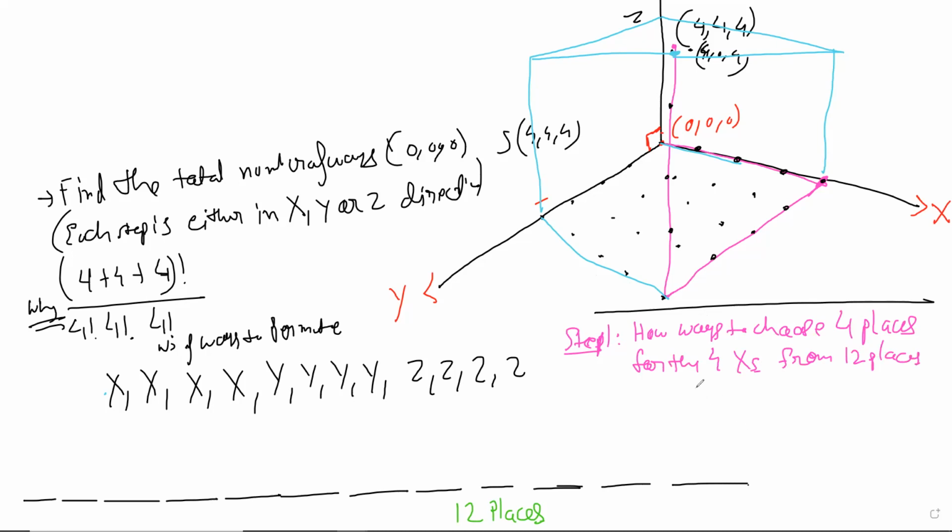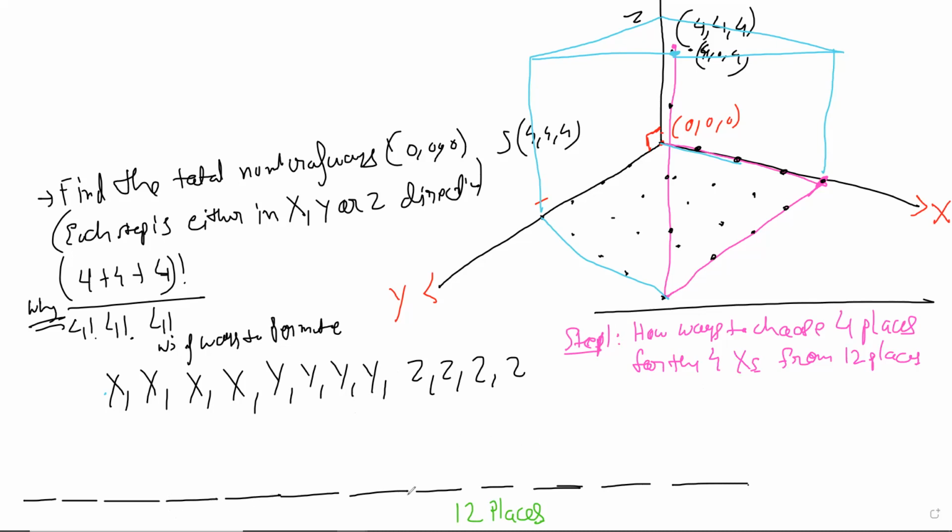So how many ways can we do this? Just this particular step, step 1. This is not the answer, because after that 8 places will be left. But first, we have to choose 4 places from 12 places. Yes, exactly. It's 12 choose 4. Just 12 choose 4. That's it. So it's just the concept of choose.